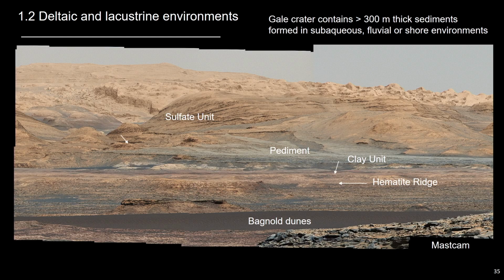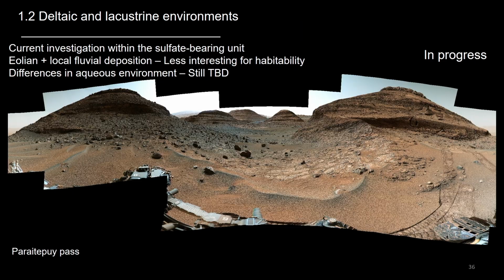Gale crater, we have been able, with Curiosity, to go along these dunes. We have crossed this plain. We have gone through this hematite ridge that we will discuss later. Through the clay in it, we have gone along the location called Pediment to the left here. And now we are somewhere close to the bright arrow here in what is called the sulfate unit. And this is where we stand with the rover.